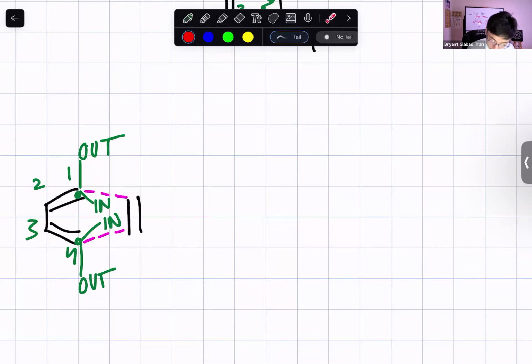So that's how you determine what's an out group and what's an in group. And they are only on carbons 1 and 4, right? You cannot say the groups on carbons 2, 3, 5, or 6 are out or in groups. The out or in groups are only on carbons 1 and 4, like that.